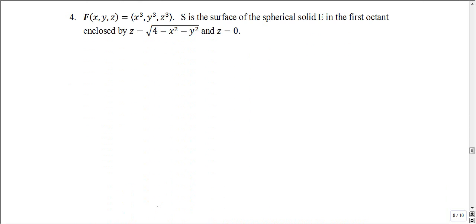Number 4. Here is another vector field, and the surface, this is the surface of the spherical solid E in the first octant, enclosed by z equals the square root of 4 minus x squared minus y squared, and z equals 0. Now, again, just reading the question should tell you something. The solid is a sphere. You will eventually have to convert to spherical to be easier. Okay, let's do it. Give me div F.